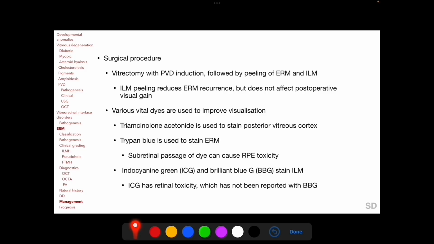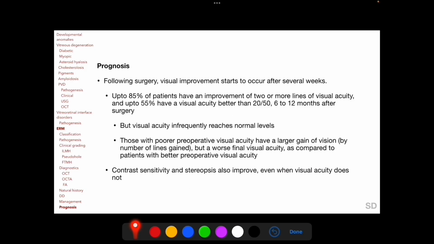Surgical procedure for removing epiretinal membrane involves vitrectomy with PVD induction followed by peeling of epiretinal membrane and internal limiting membrane. It has been shown that internal limiting membrane peeling reduces recurrence of epiretinal membrane but does not affect post-operative visual gain, and various vital dyes are used to improve visualization of these membranes, such as triamcinolone acetonide for posterior vitreous cortex, trypan blue for epiretinal membrane, and brilliant blue G for internal limiting membrane.